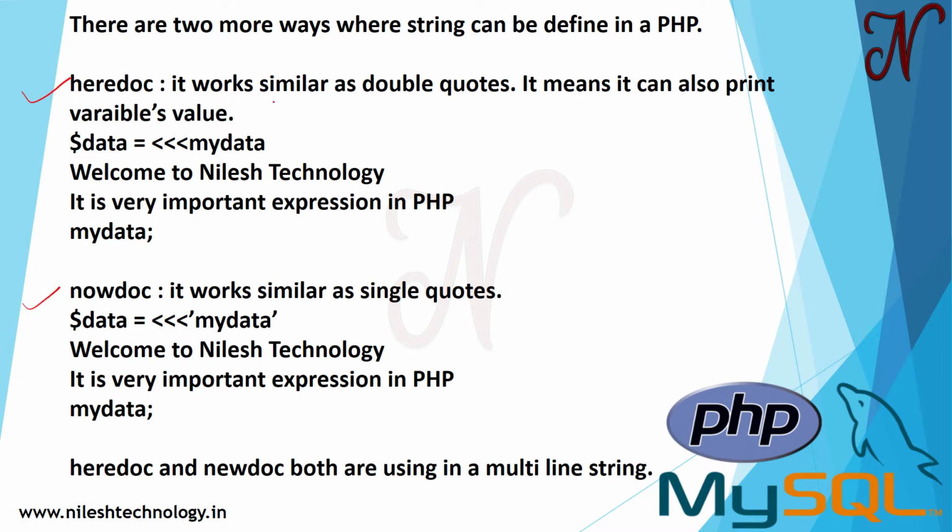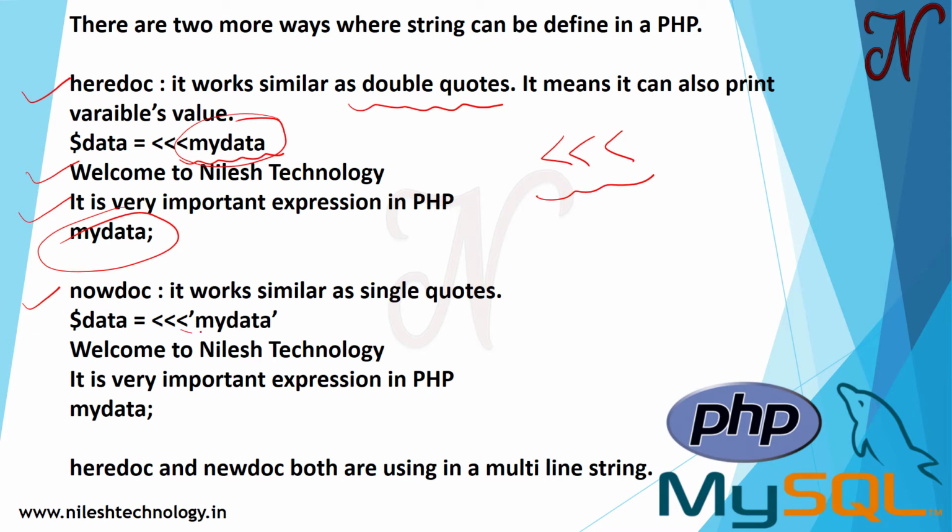This works similar to double quotes, which means it can also print a variable's value. So this is the example. Here $data is the variable. We use the triple less-than sign with a word, my data, and then write the string. This is a multi-line string. When you end the string, you write this word again to represent the end of the string.